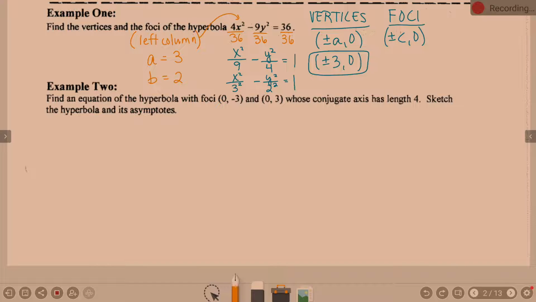Yeah, it's a Pythagorean relationship, but realize this time it's c squared equals a squared plus b squared. So do the math. Let's see. I'm going to say 9 plus 4. So c squared is 13. So c is the square root of 13, if you will. And so that means my foci, which are supposed to be plus or minus c comma 0, are plus or minus square root of 13 comma 0.